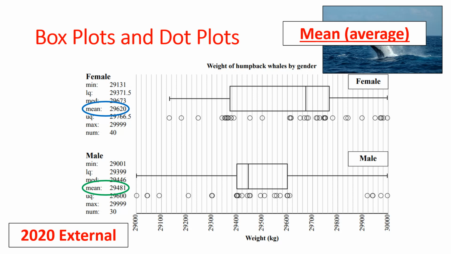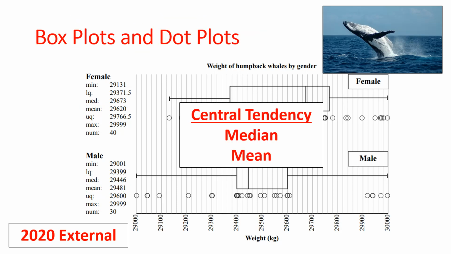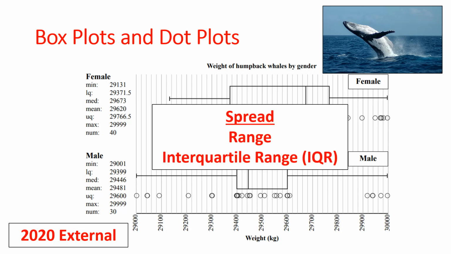The other average, the mean, is not on the graph in any way, but we can look at the statistics, and we can write a very similar statement based on the other average called the mean. And both averages back up the fact that on average, female humpback whales are heavier than males. Now, the median and the mean are both what we call central tendency. Now we're going to talk about spread, how spread out the data is. And we're going to talk about range and interquartile range.